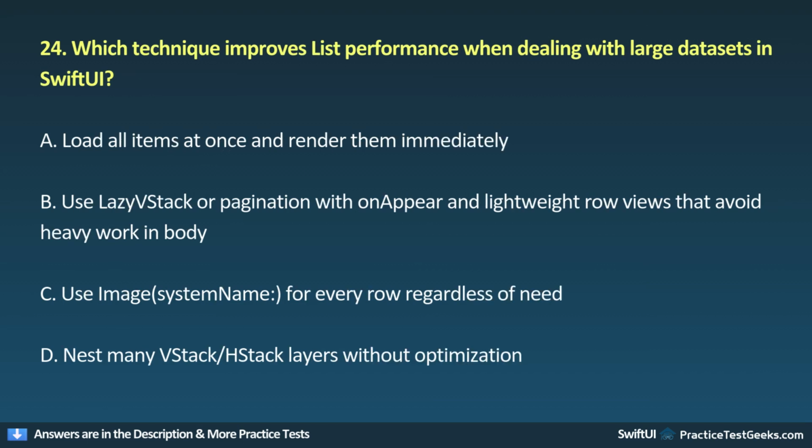24. Which technique improves list performance when dealing with large datasets in SwiftUI? A. Load all items at once and render them immediately. B. Use LazyVStack or pagination with onAppear and lightweight row views that avoid heavy work in body. C. Use Image system name for every row regardless of need. D. Nest many VStack HStack layers without optimization.